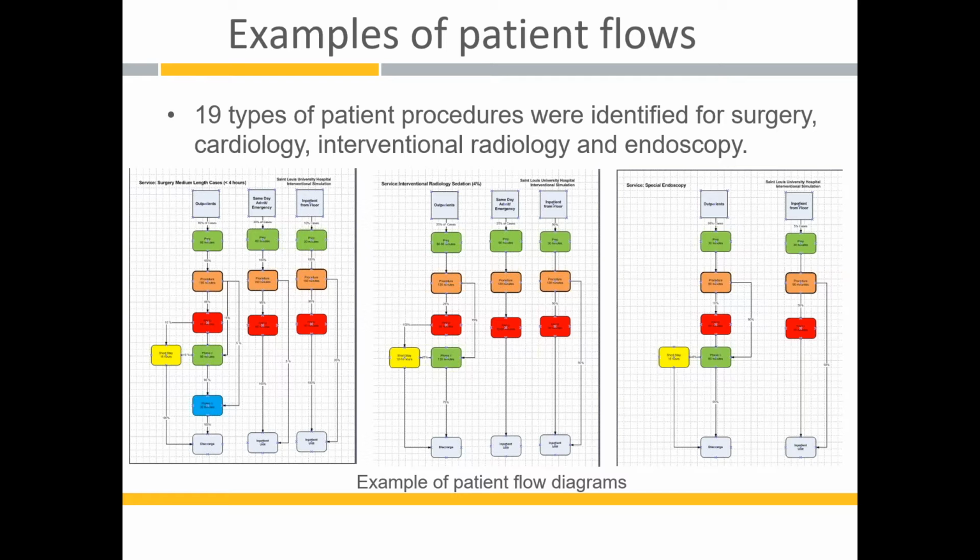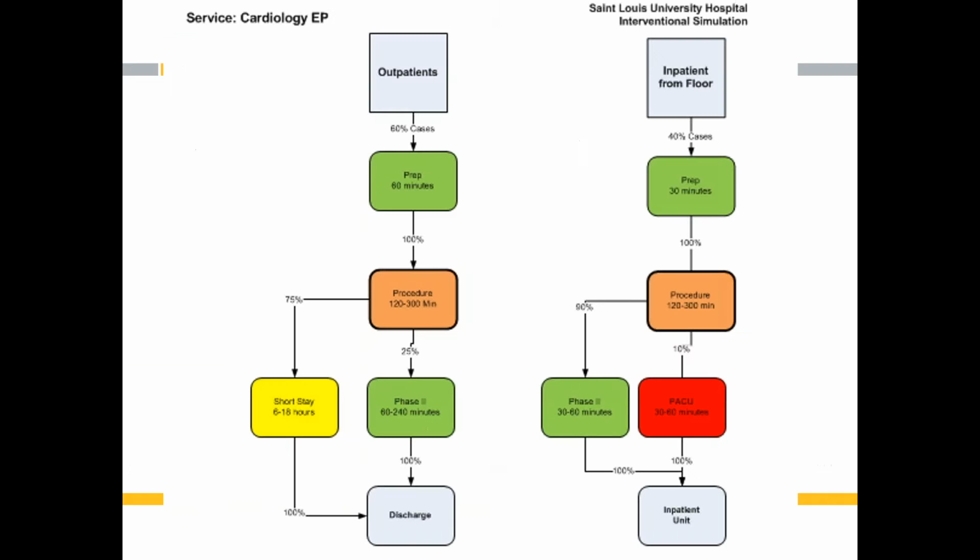So a fairly complex mix of different types of patients, each creating different patterns of demand on the pre and post procedure areas. So just to take one, and I joke about this, close to my heart, is electrophysiology. And as you can see here, what we're saying for our future model is 60% of the cases would be outpatient cases, 40% would be inpatient cases, and there's slightly different flows for each of these patterns.